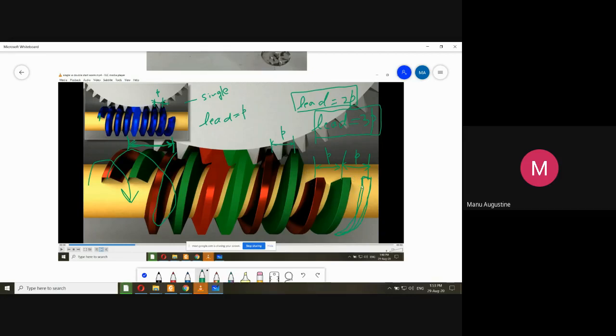But the lead in this case will be: one thread you start with, and then you try to find when that same start is going to occur again. Then that complete distance will become equal to your lead. So lead is actually defined as the multiple of number of pitches, and that multiple is equal to the number of starts. And that is what we are going to use in our definition.